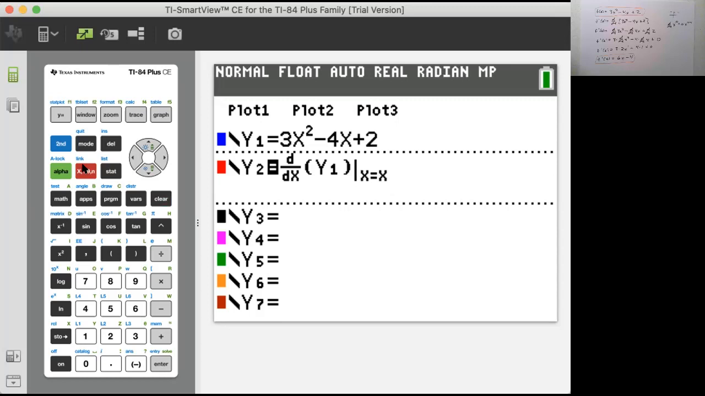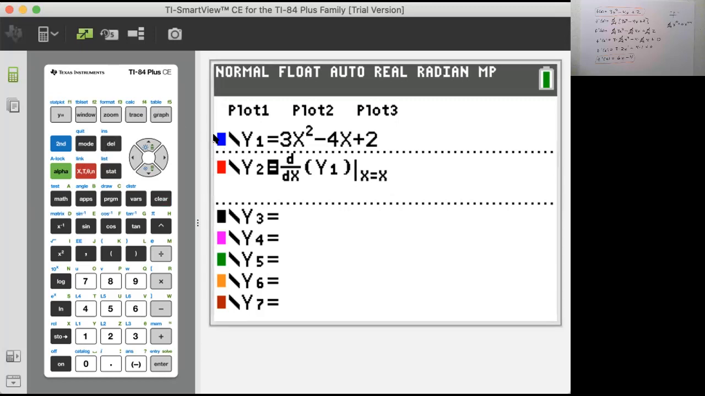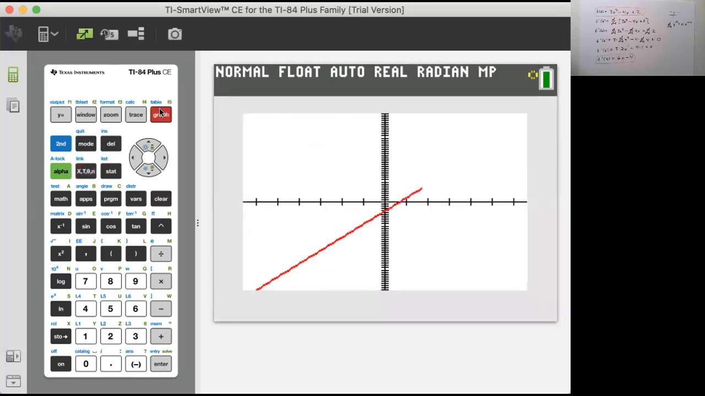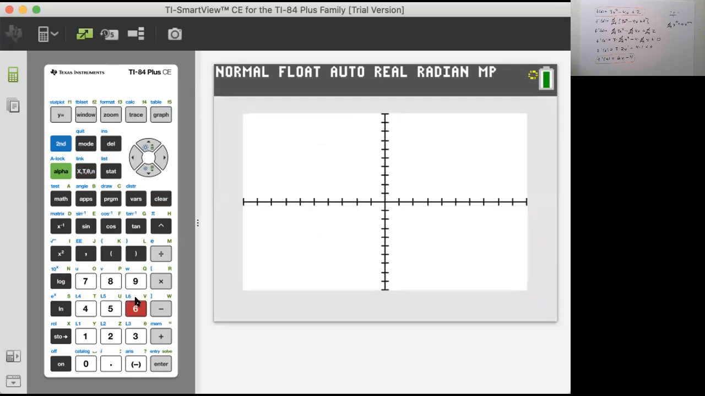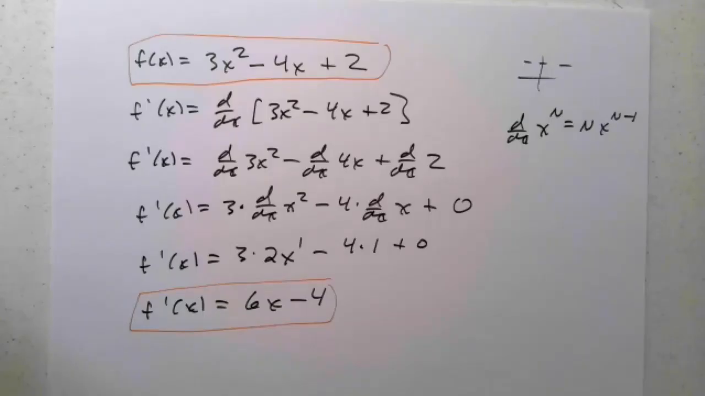So if I go ahead and graph that version, which will be in red, that's the derivative of my original question. This is what I get. Let's go with a better zoom. Let's go with zoom standard maybe. And I see that graph. And what do I think the answer is? I think it's supposed to be 6x minus 4.